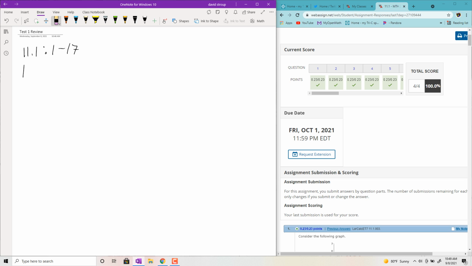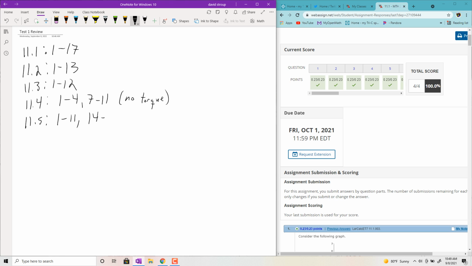So anyways, 11.1, 1 to 17; 11.2, pretty much all, or 1 to 13; 11.3, 1 to 12; 11.4, 1 to 4, and then 7 to 11. I'm not going to do any torque problem. 11.5, I'm thinking 1 to 11, and then 14 to 18. What that means is basically none of those problems where you need to figure out the angle between planes.